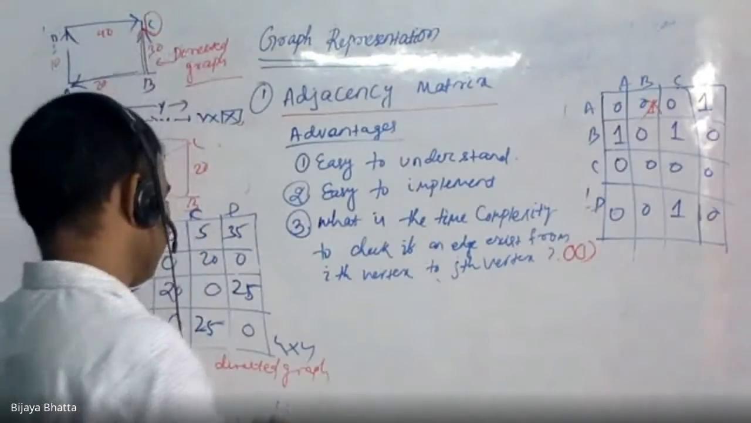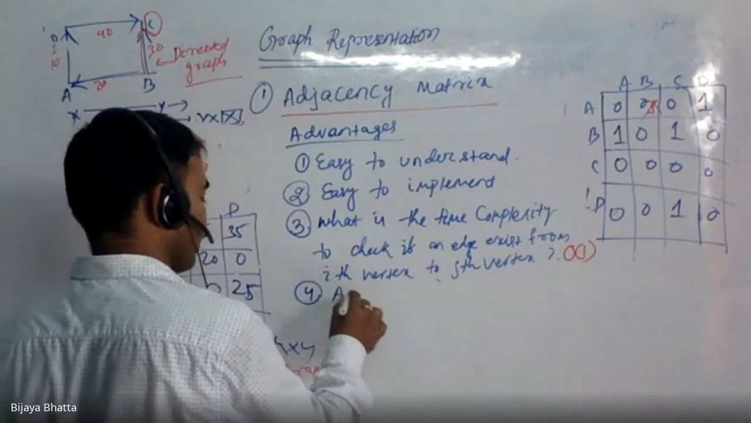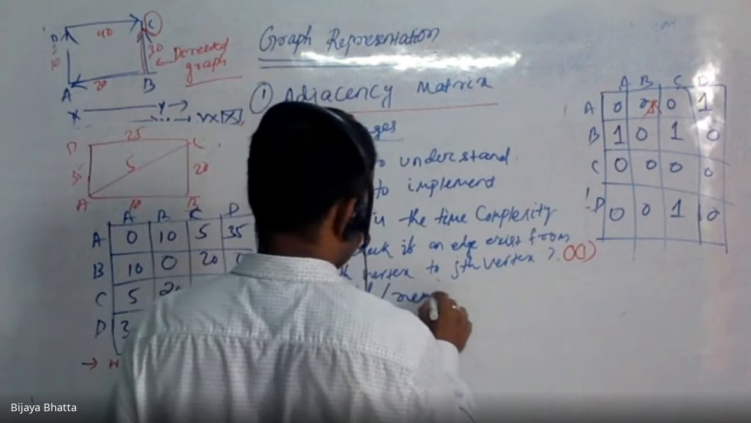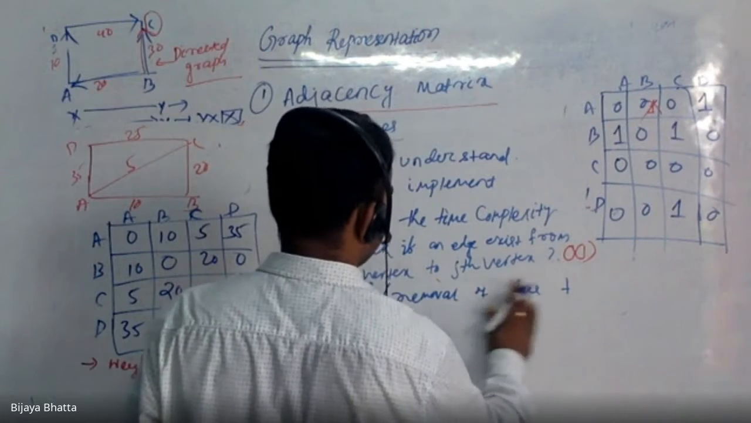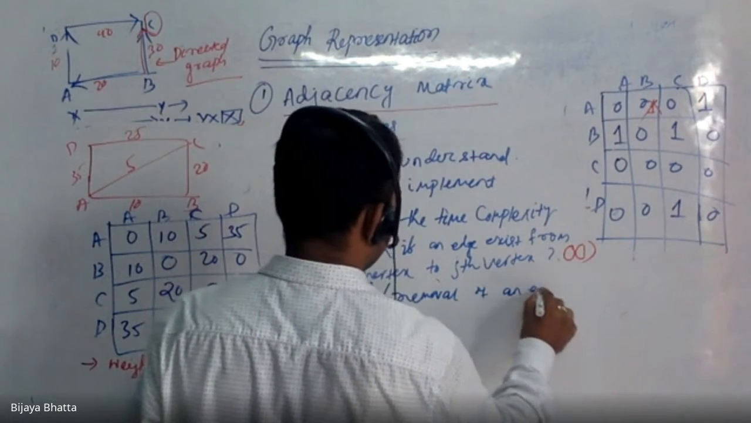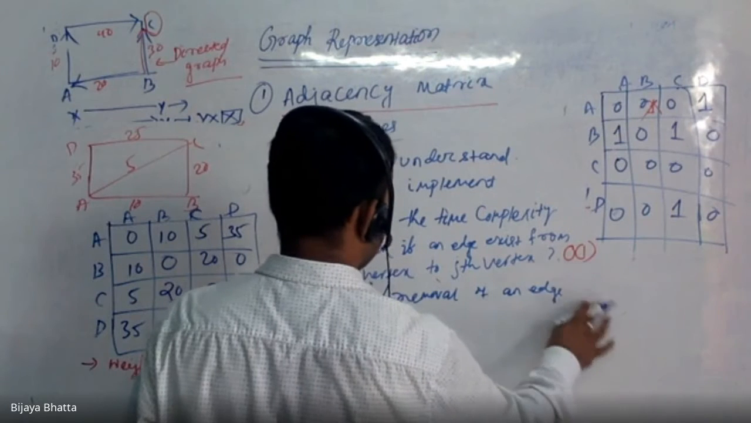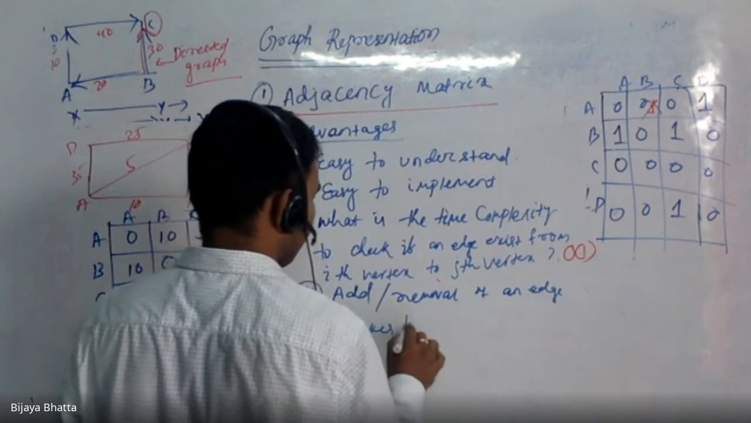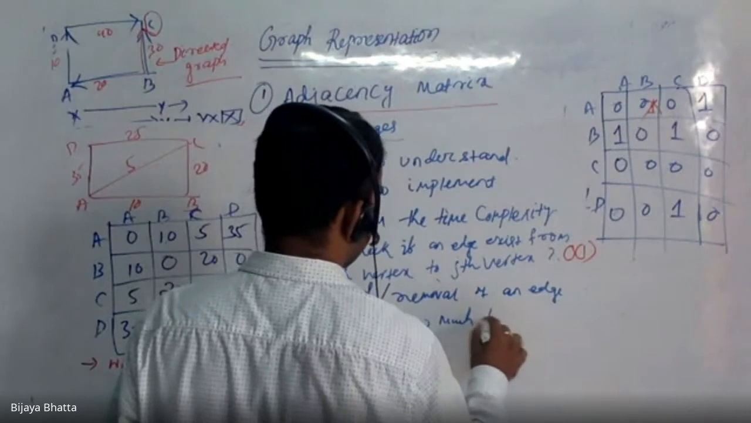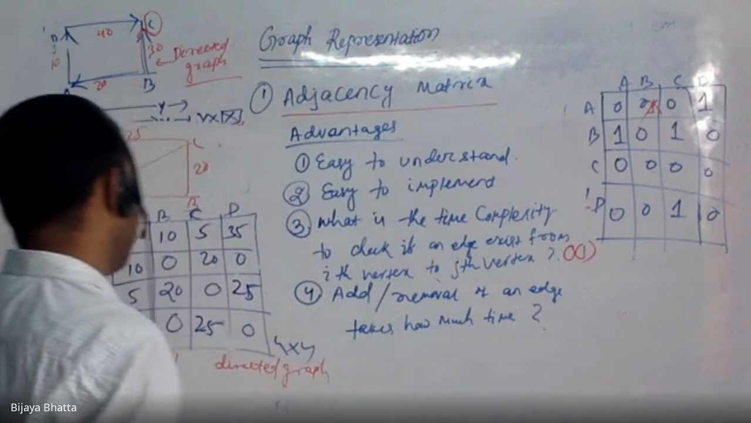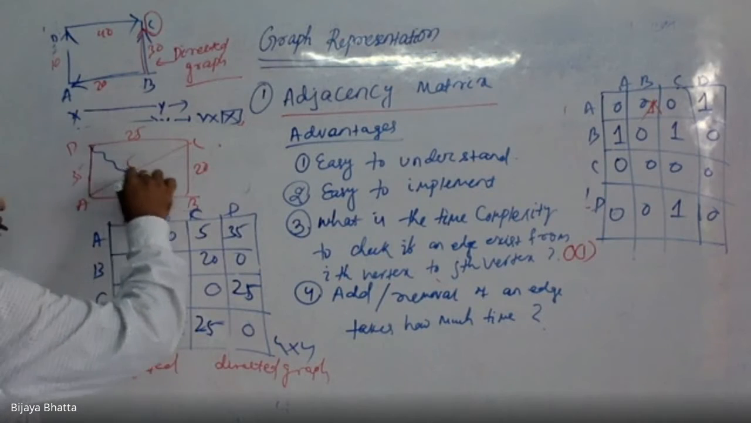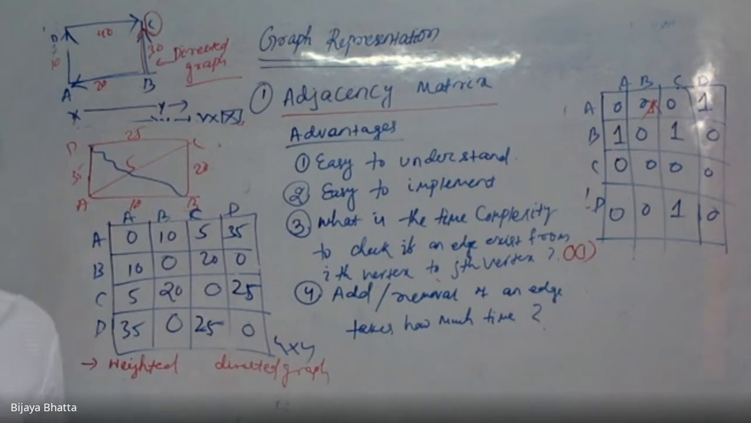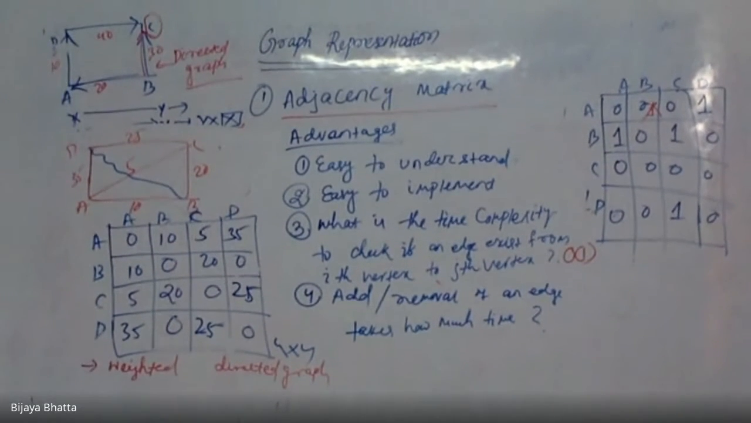Addition or removal of an edge. Can anybody say, if it is only one edge I want to add or remove, how much time does it take? What is the time complexity if I want to add an edge? Suppose there does not exist an edge from B to D, and I'll just add it. I'm just giving an example. How much time will it take? Can you guess?